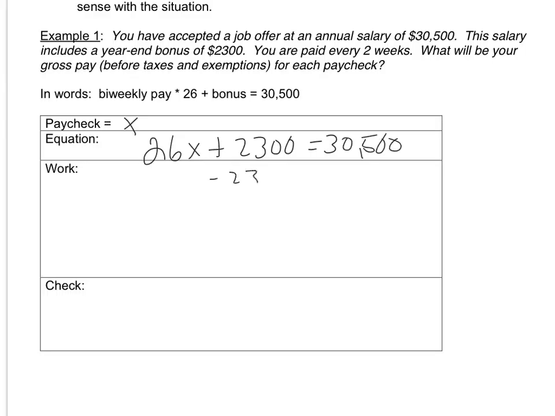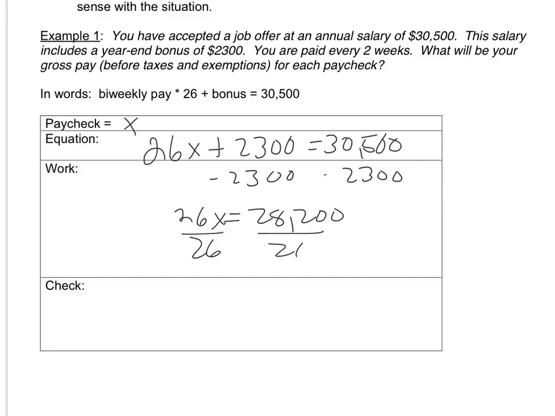So subtract that 2,300. So 30,500 minus the 2,300, you get 26x equals 28,200. Divide by the 26, and you would get x equals $1,084.62.